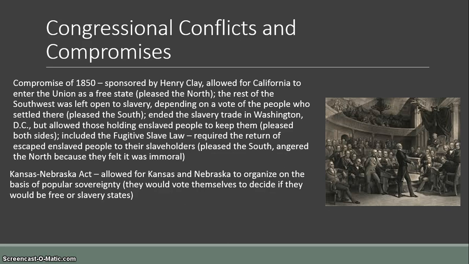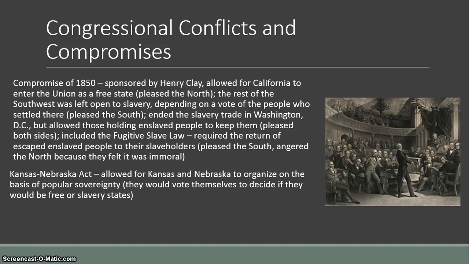So what they finally did was they said, okay, California, you can come in as a free state, but everyone else can have popular sovereignty. All other states can vote to see if they want slavery or not. And that made the South happy because now the South can settle anywhere. Slaves can be in any of the states. It doesn't have to just be between the North and the South.